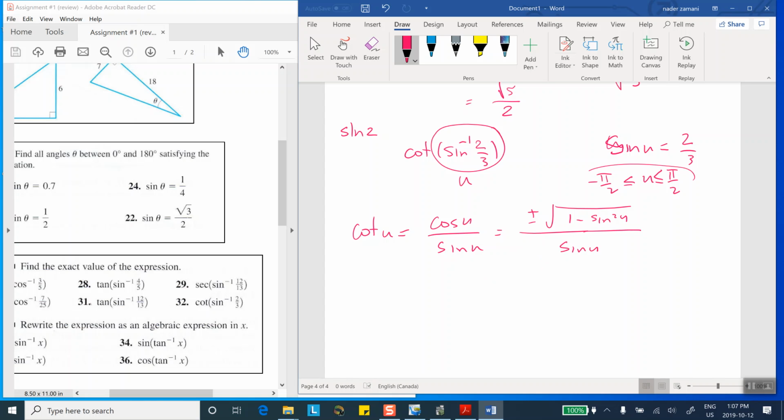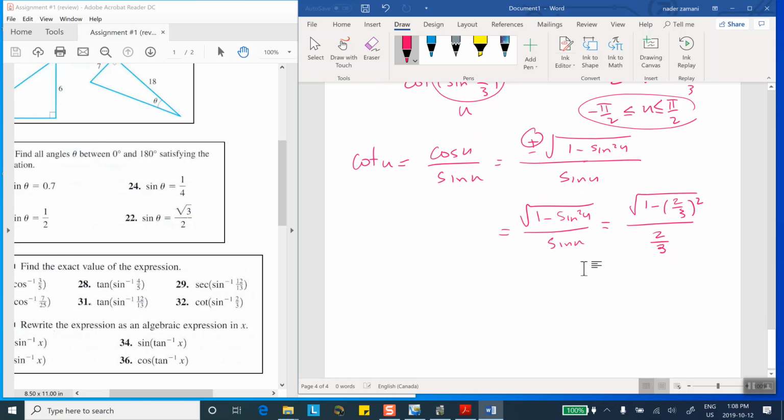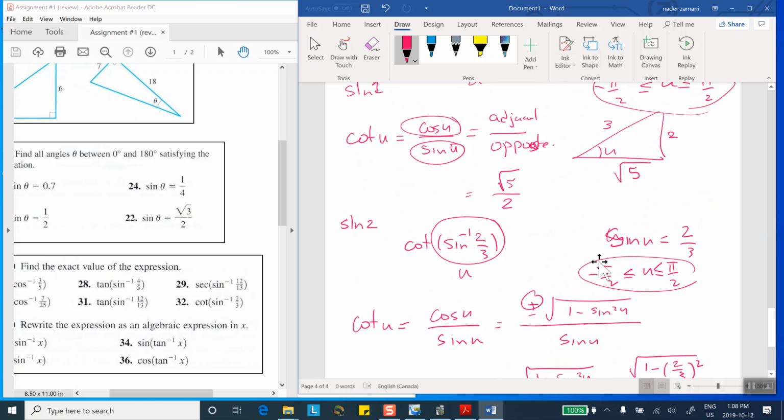Now, in this range, both cosine and sine are positive, so this fraction must be positive, and you're going to take the plus sign, square root of 1 minus sine squared u over sine of u. And plug in your values. This is 2/3, and this is square root of 1 minus 2/3 squared. And the top is root of 5 over 3 divided by 2/3, and this is root of 5 over 2, and I hope this is what we got before. Yeah, root of 5 over 2.